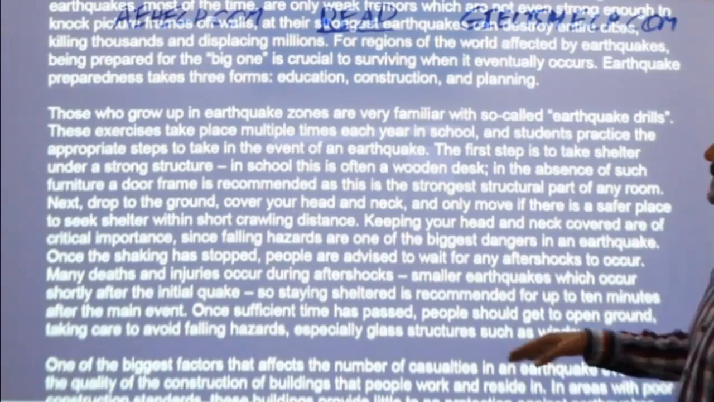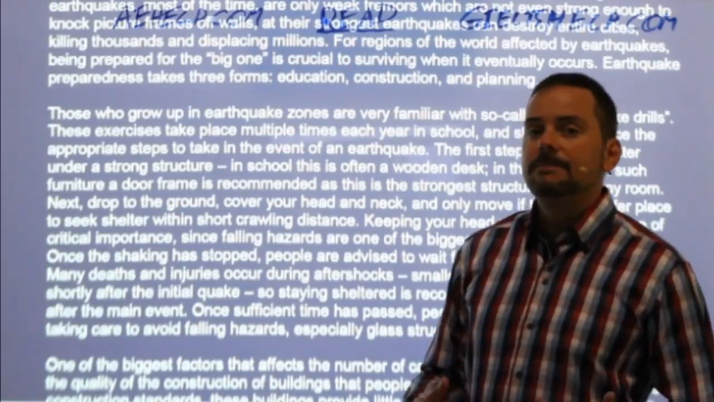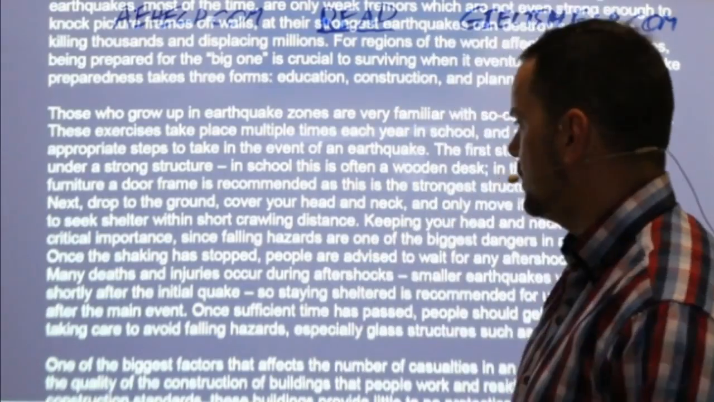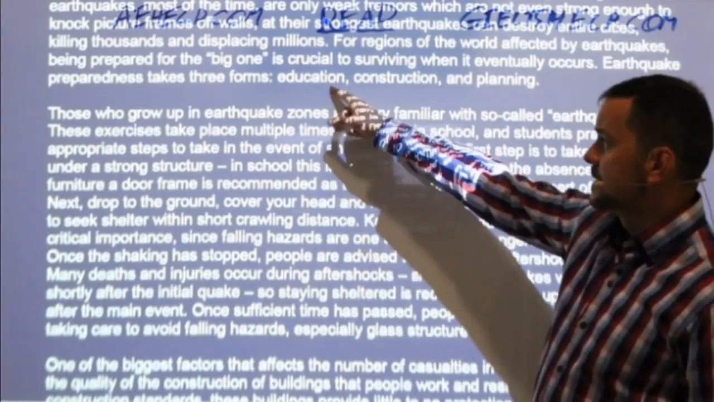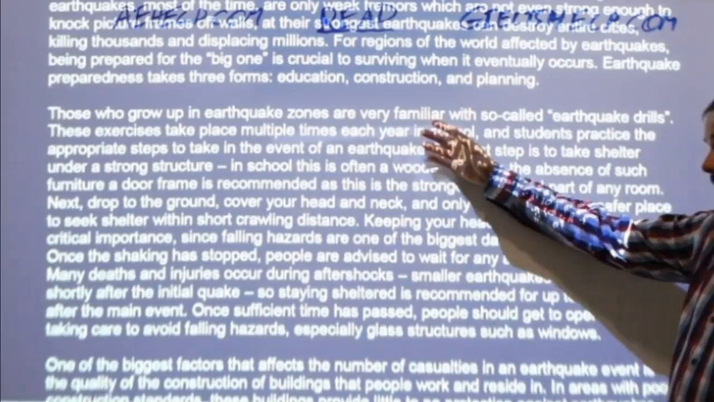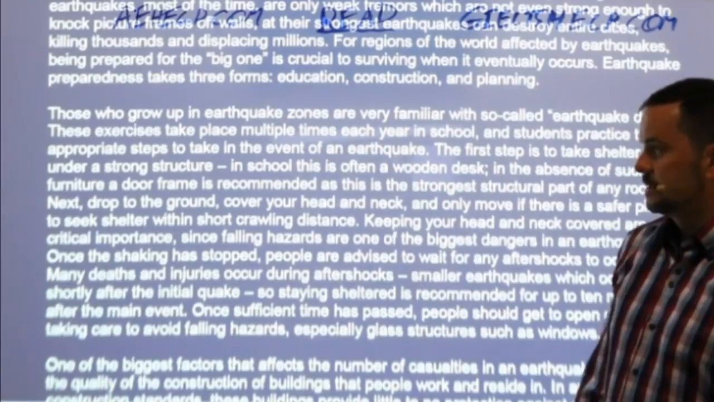Okay, well, that definitely seems like education. It's talking about what people need to do in case of an earthquake. So far, the thesis is definitely following this structure. I should say the essay is following the structure of the thesis. Okay, keep that in mind.